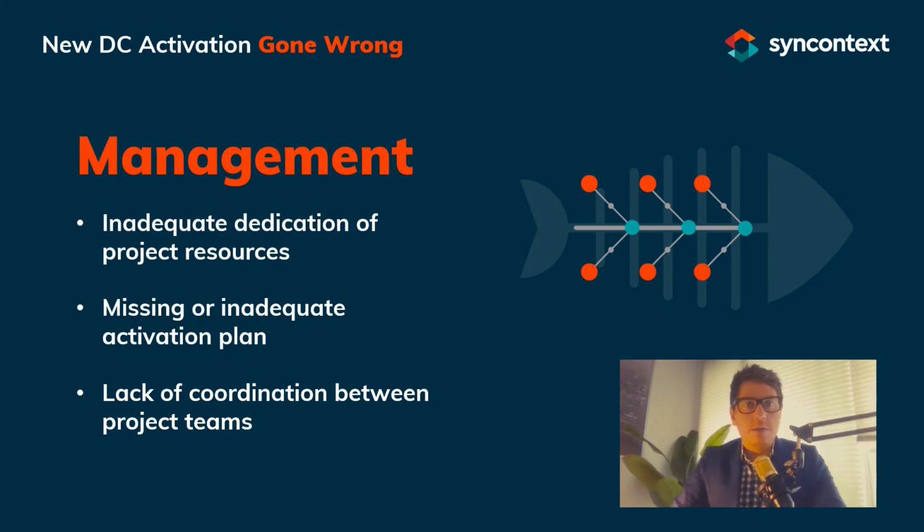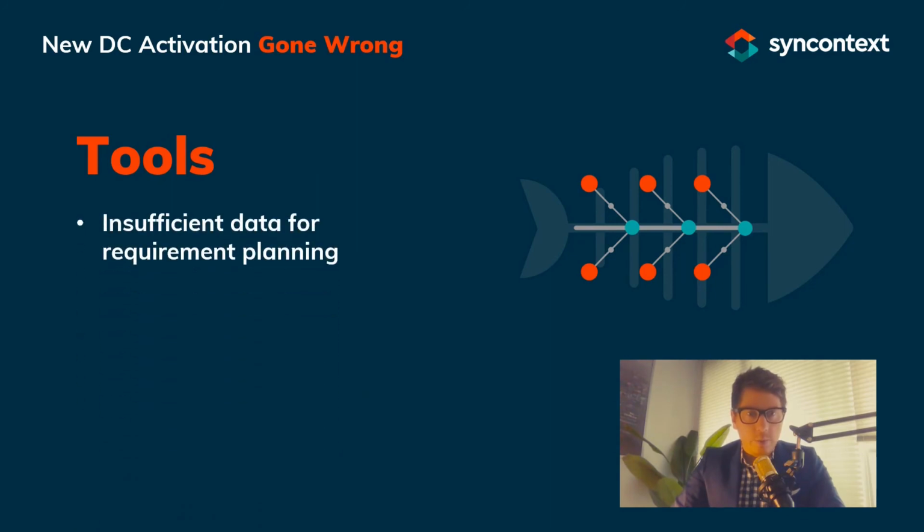Last but certainly not least, tools. Insufficient data for requirement planning. We talked about the importance of using correct and relevant operational data for requirement planning. Having data and not using it is one problem. Not having the data is another story altogether. Ultimately, where there is a gap in data, assumptions or guesstimates are made. Sometimes there's no way around it. It's important, however, to understand what was based on real data and what was assumed or guesstimated so that you can plan and assess potential risks accordingly.